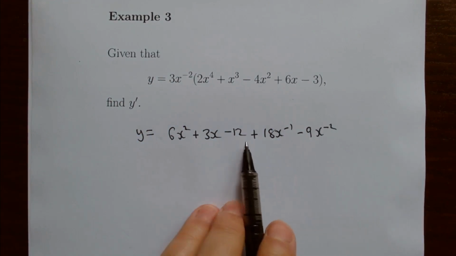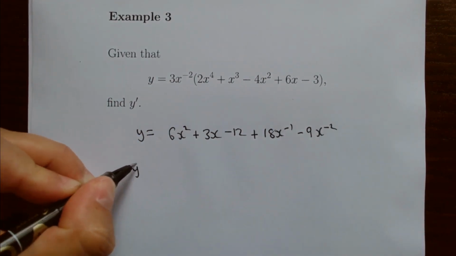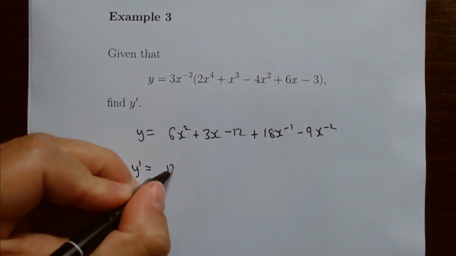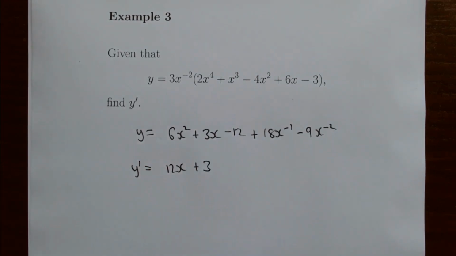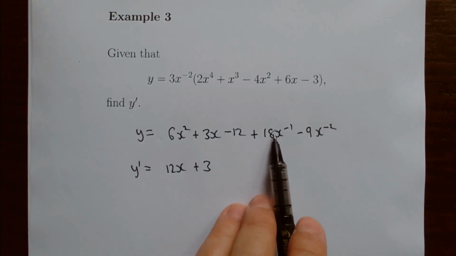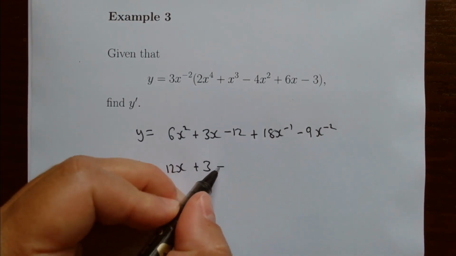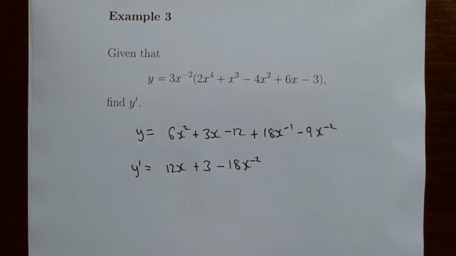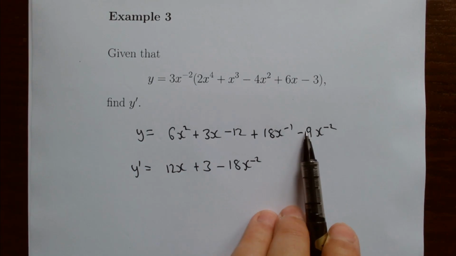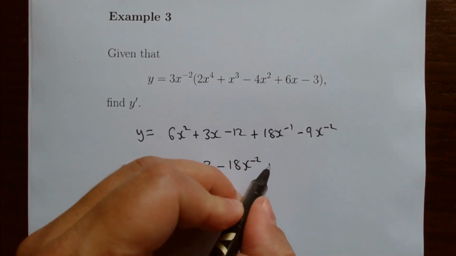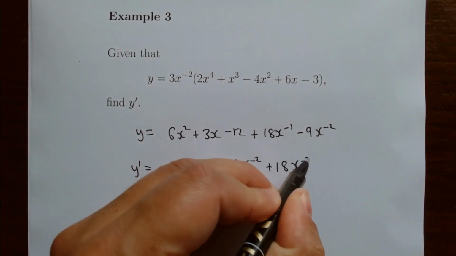Okay, and now we're ready to differentiate. So y dash equals 12x plus 3. The minus 12 becomes 0, and this becomes minus 18 x to the minus 2, and the negative 2 times the negative 9 gives you plus 18 x to the minus 3.